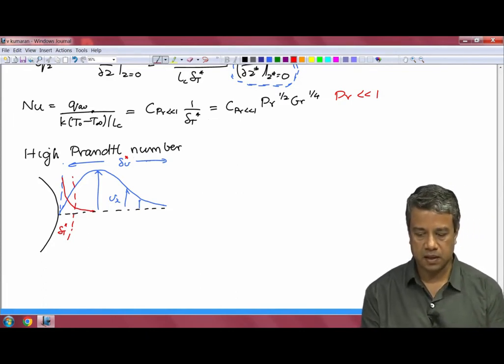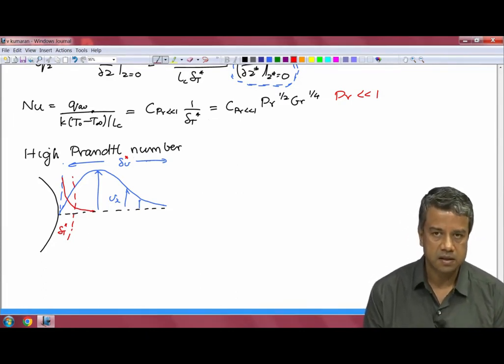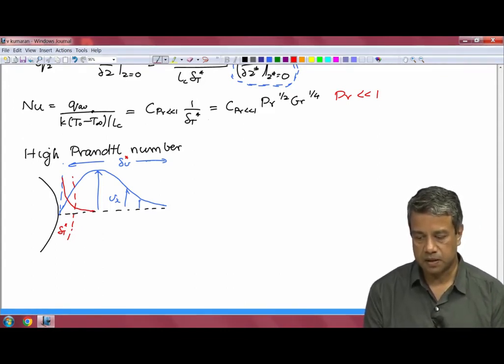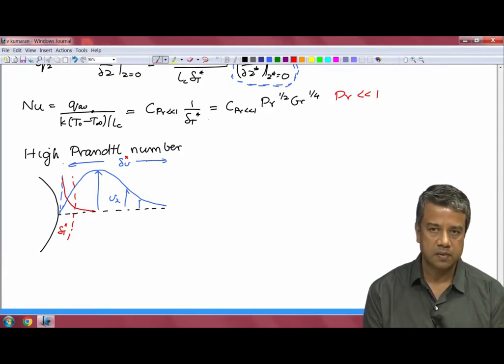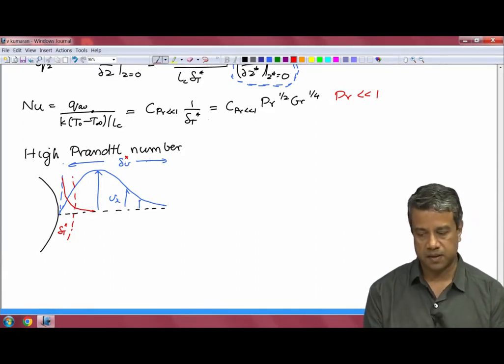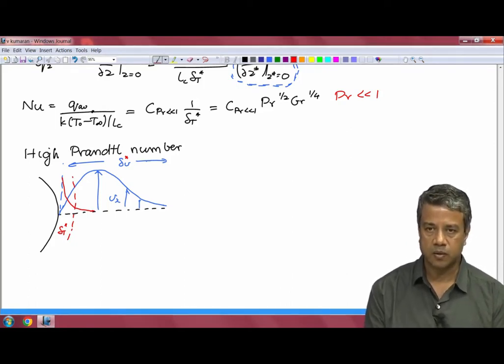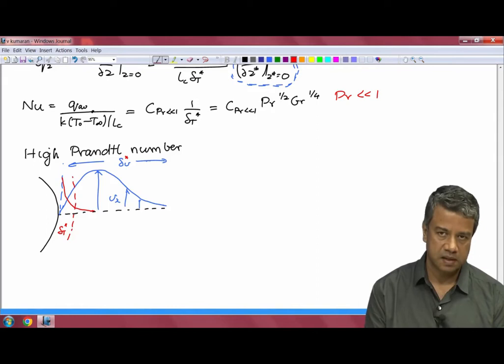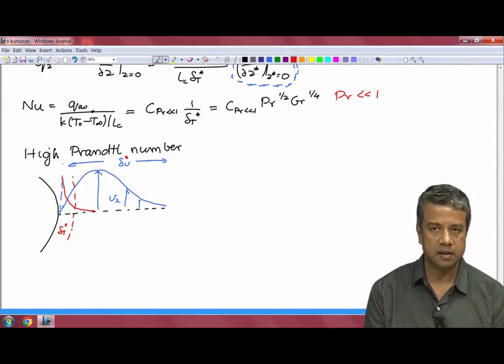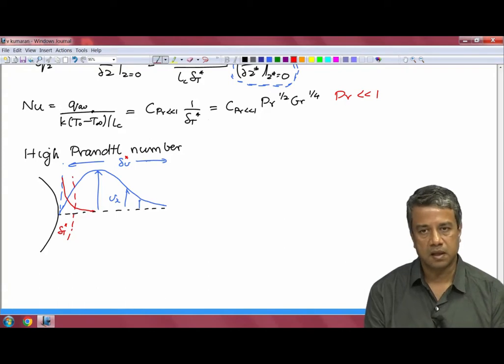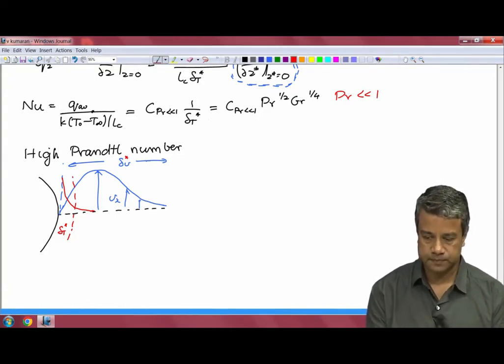Both of these are scaled by the characteristic dimension of the object. So, you would expect the thermal boundary layer thickness to be much smaller than the momentum boundary layer thickness. And the thermal boundary layer thickness will become smaller and smaller in comparison to the momentum boundary layer thickness in the limit as the Prandtl number becomes larger and larger. As the Prandtl number becomes larger and larger, the temperature disturbance is restricted to a thinner and thinner region close to the surface in comparison to the momentum boundary layer.